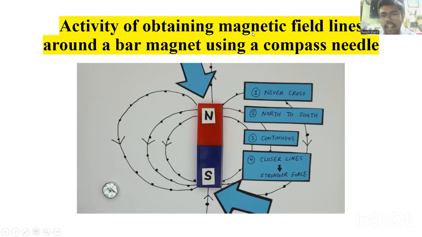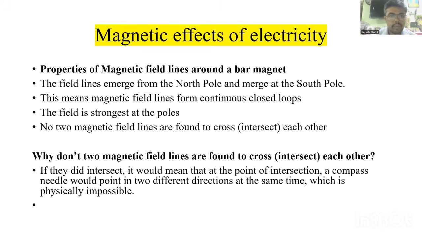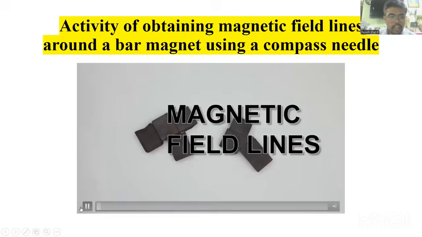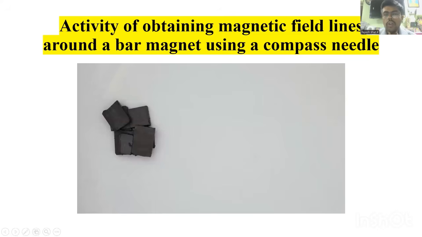So now this activity is a very important activity. About this activity, you should know how it is done. If you want to obtain the magnetic field lines, a very simple way is to take iron filings and put them on a bar magnet.